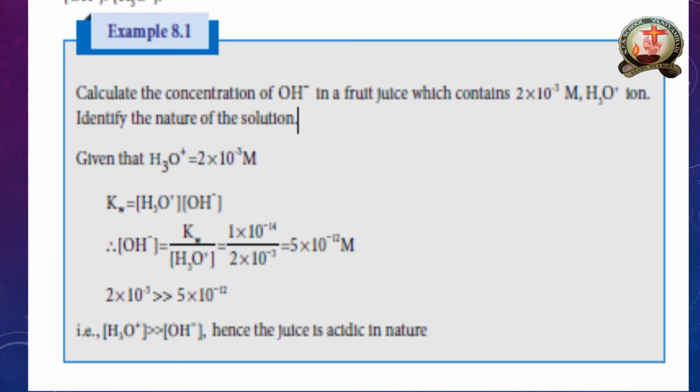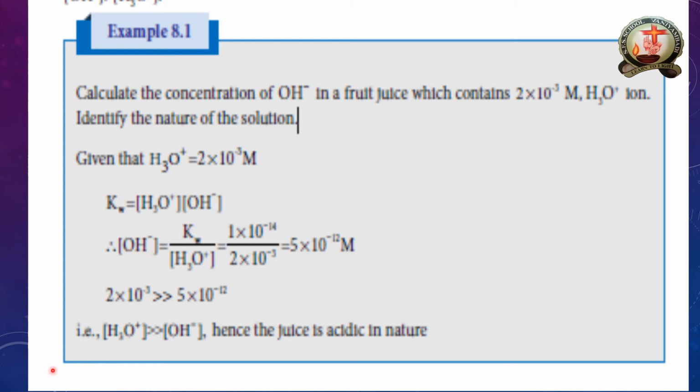I can show an example now. We can calculate the pH of the fruit juice. They are given that the hydroxyl ion concentration in the fruit juice, OH minus, is 2 into 10 to the power minus 3, but we can calculate the H3O plus ion.